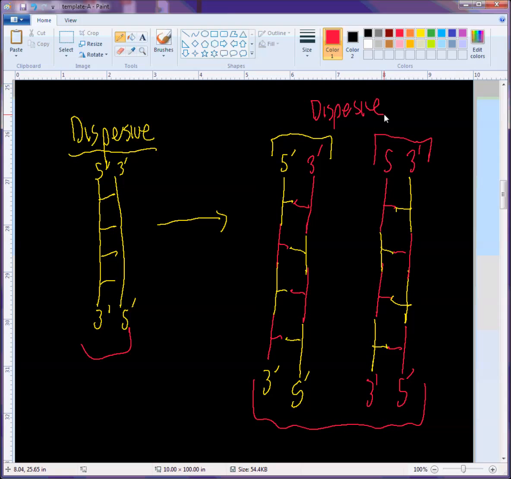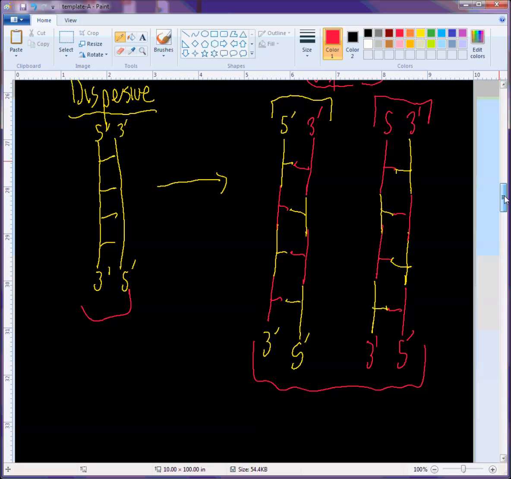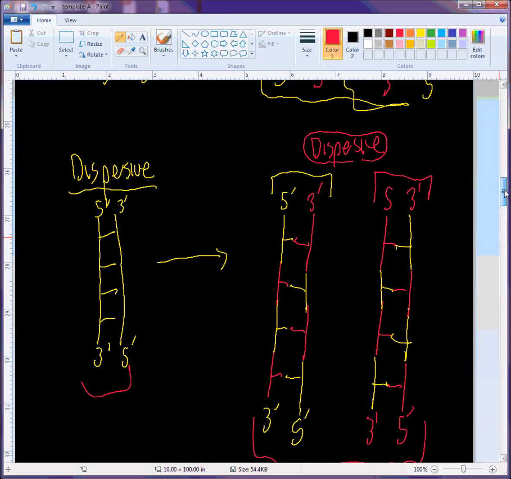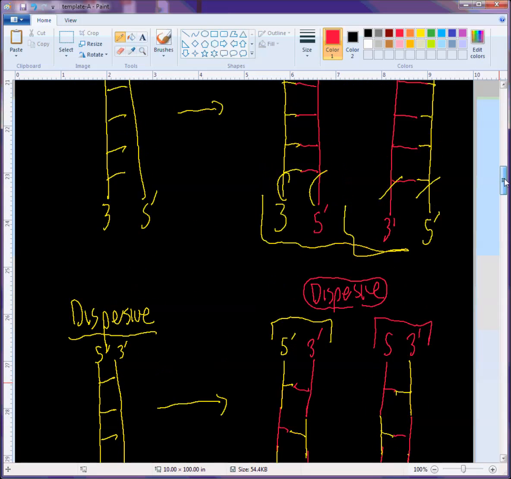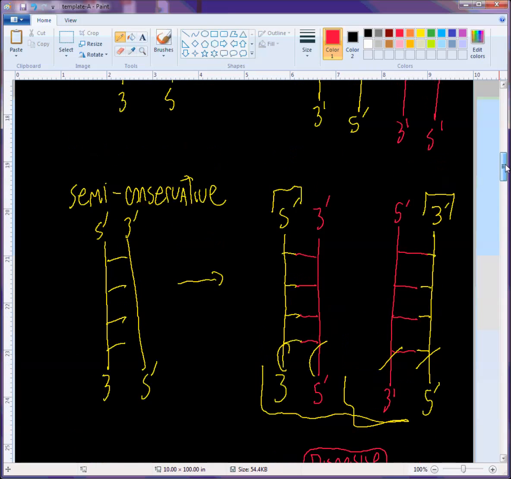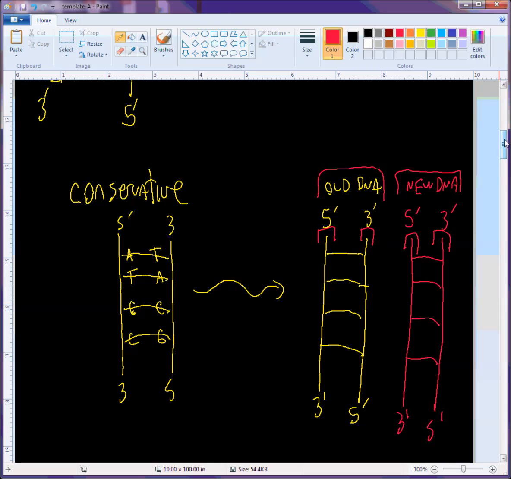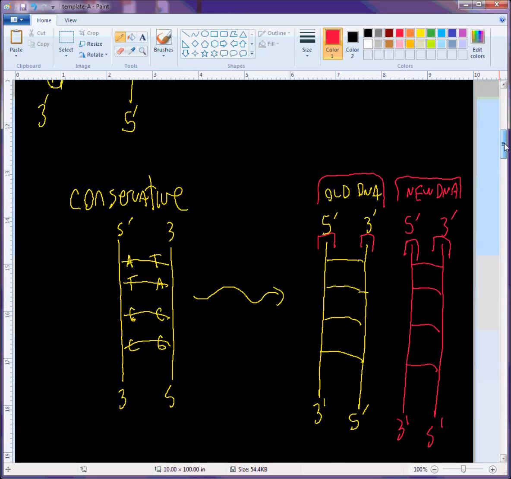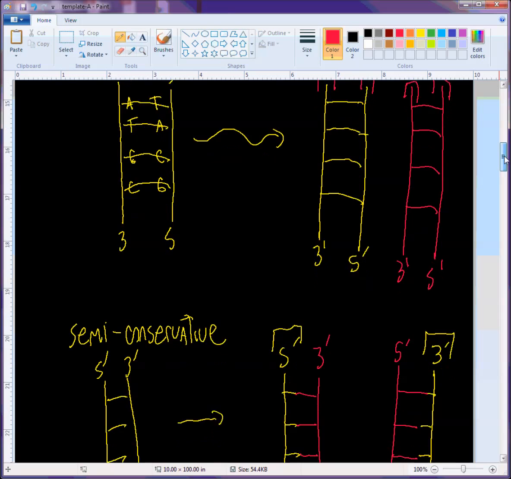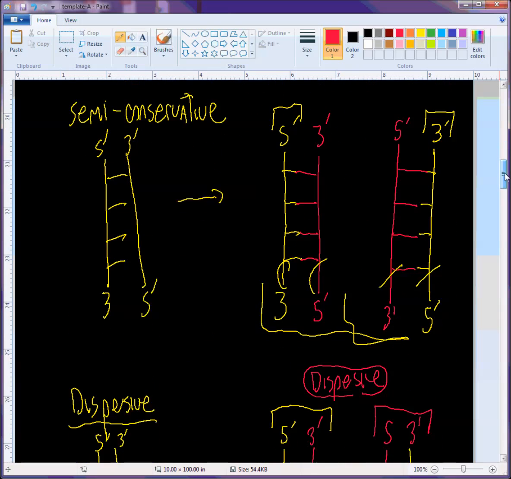And it was Meselson and Stahl's experiment which really helped show which was the mode of replication that is actually used in organisms. So was it dispersive, semi-conservative, or conservative? And Meselson and Stahl's experiment is the one that most of us think was the most important in showing which one of these modes happens in most organisms.